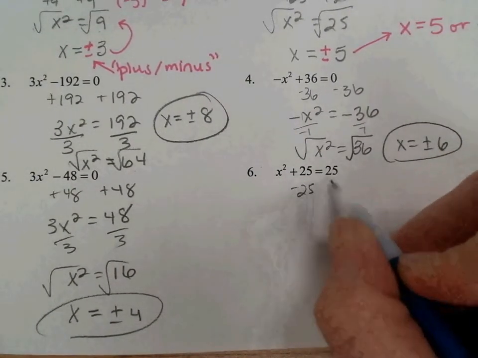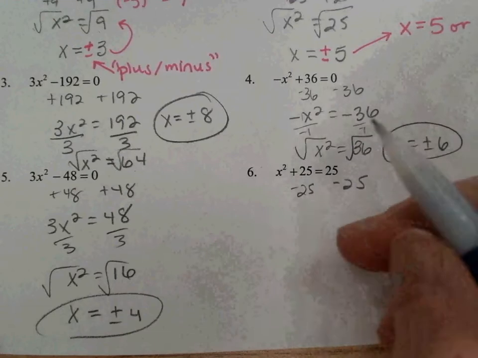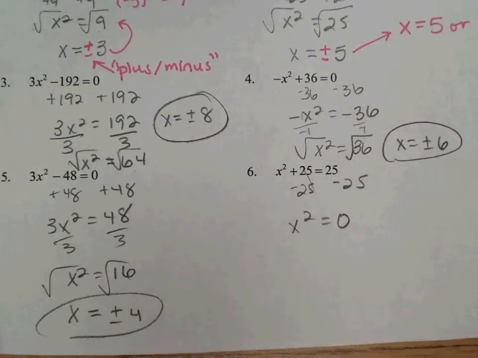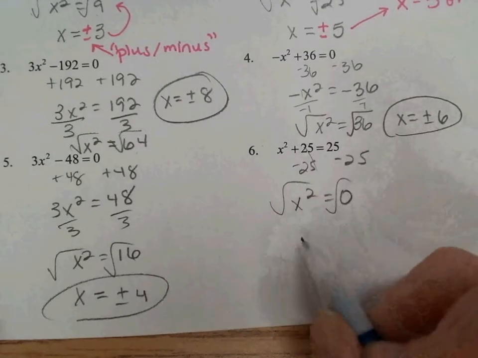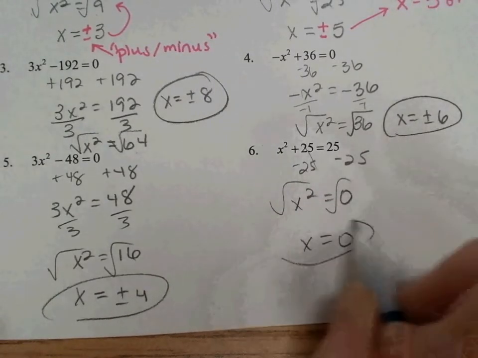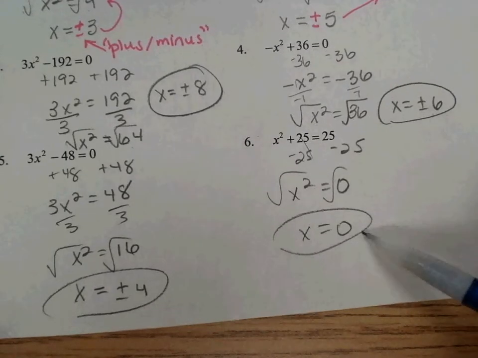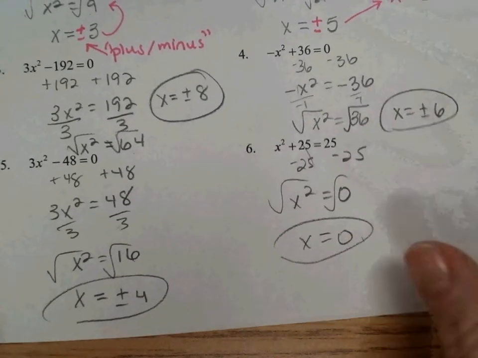Number 6, subtracting the 25 from both sides, we get x squared equals 0. Now, the square root of 0 is just 0. It doesn't have a sign, positive or negative. So this is a case where you would have exactly one solution.